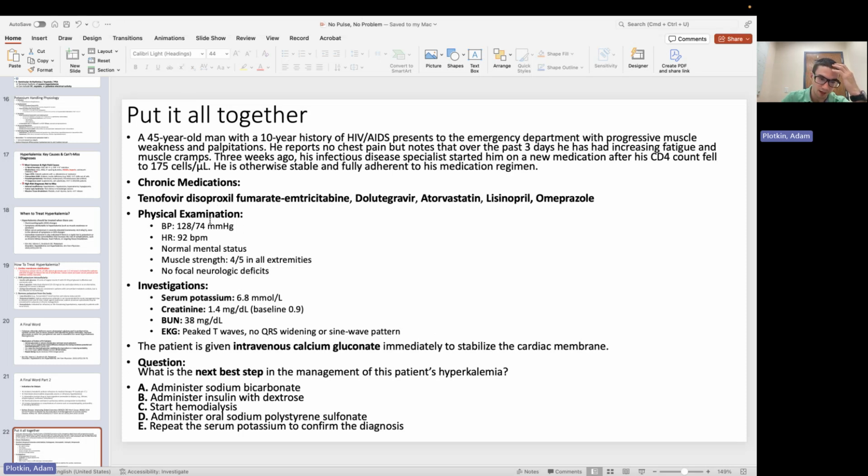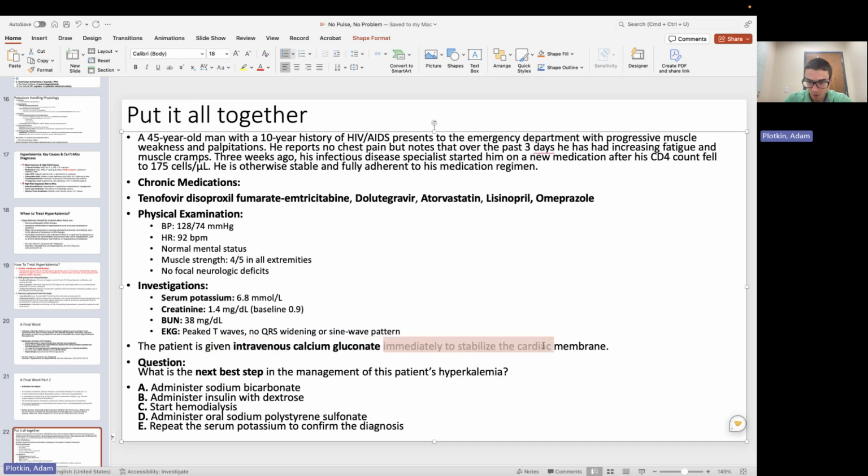Here are his vitals. His blood pressure looks good, heart rate's good, normal mental status. He's a little bit weak, no focal neurological deficits. His potassium is 6.8. His creatinine is 1.4, which is elevated. His BUN is a little bit up. On the EKG, we see peaked T waves, but we don't see QRS widening or sine wave. The patient is given intravenous calcium gluconate immediately to stabilize the cardiac membrane. So my question for you is, what is the next best step in the management of hyperkalemia?